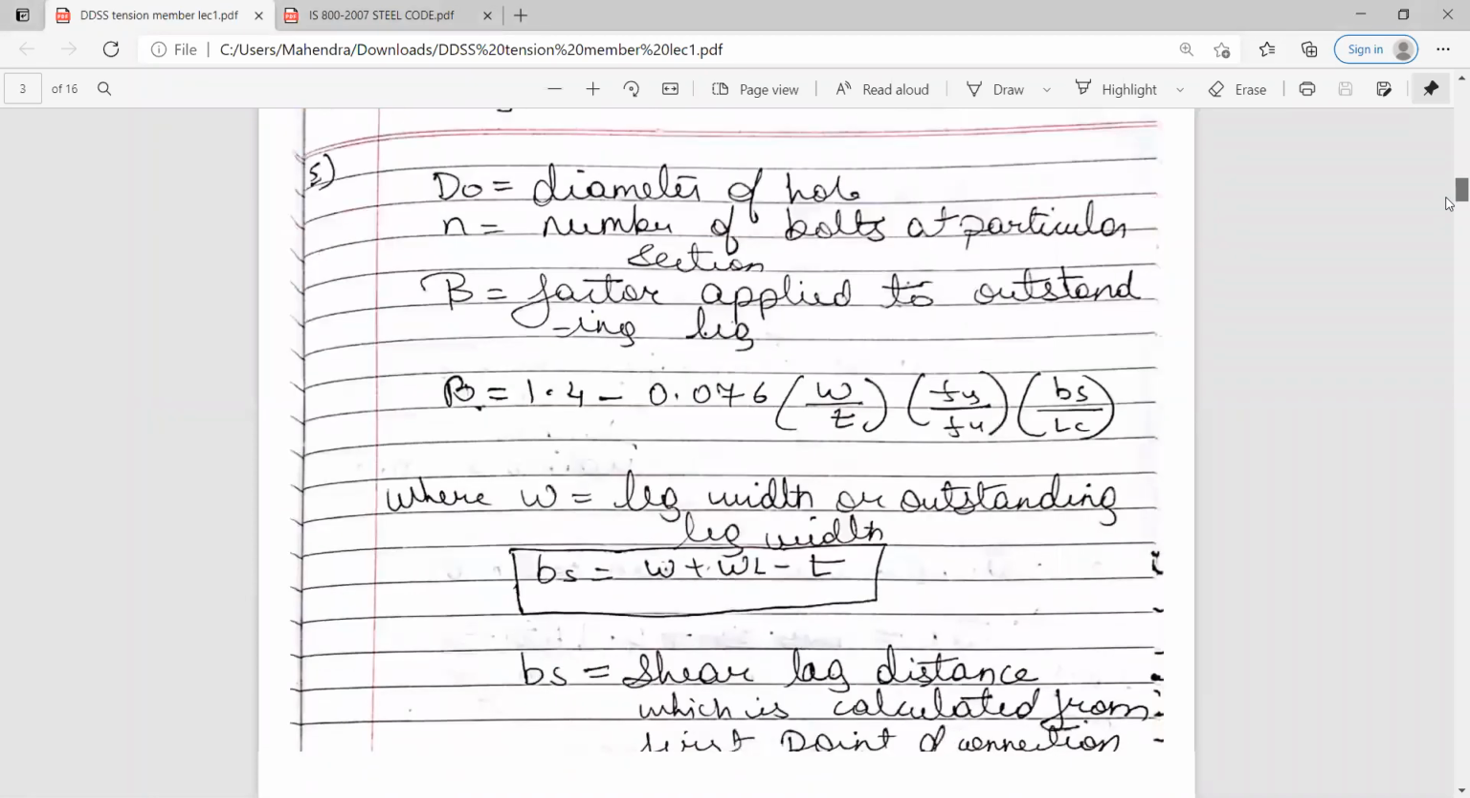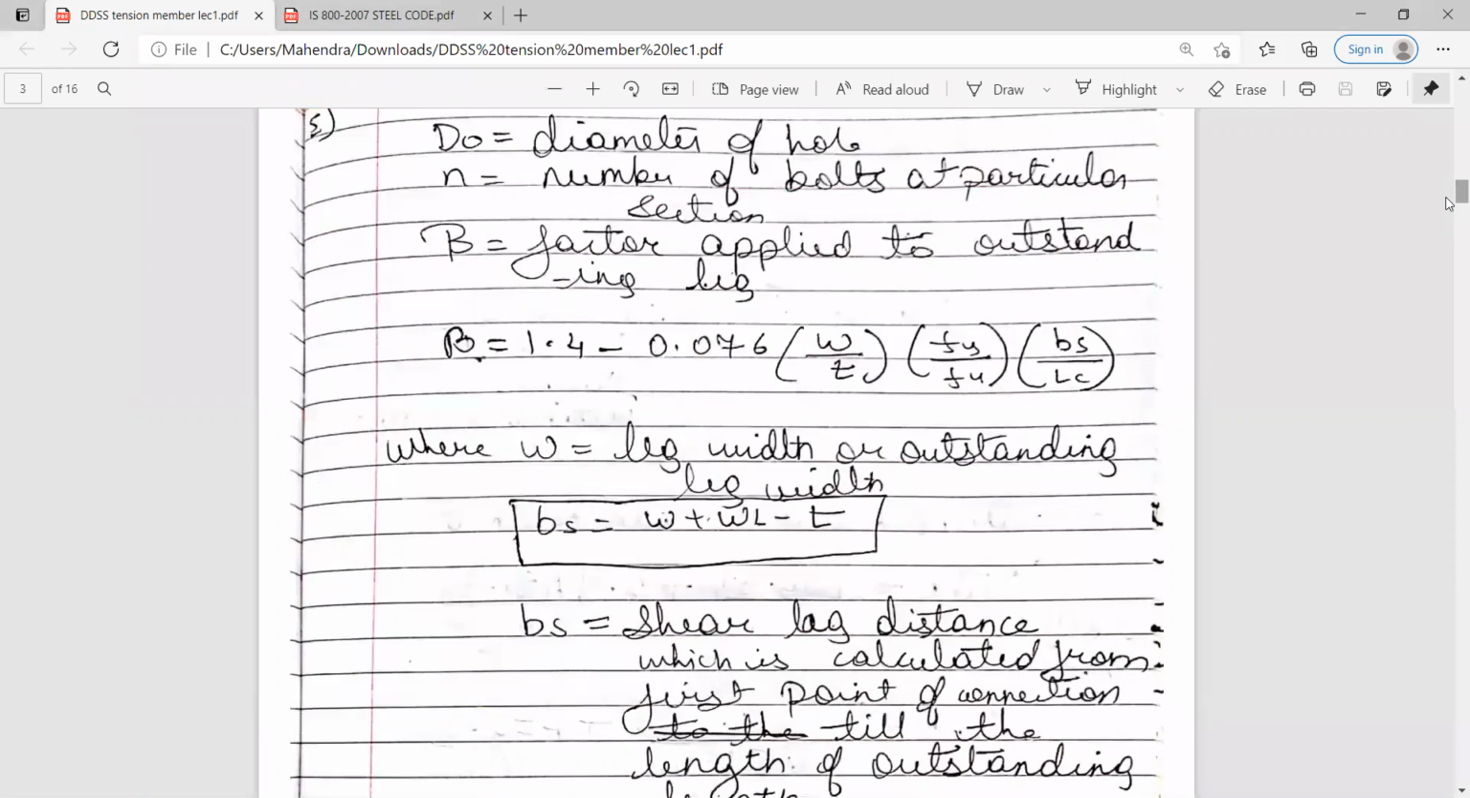Then D0 is your diameter of the hole, N is the number of bolts at a particular section, and beta is the factor applied to the outstanding leg. Whenever you want to know the diameter of the hole and it is not given to you in the question, you have to add 2 to the diameter of the bolt. So whatever diameter they have given you in the question, you have to add 2 when you calculate the diameter of the hole.